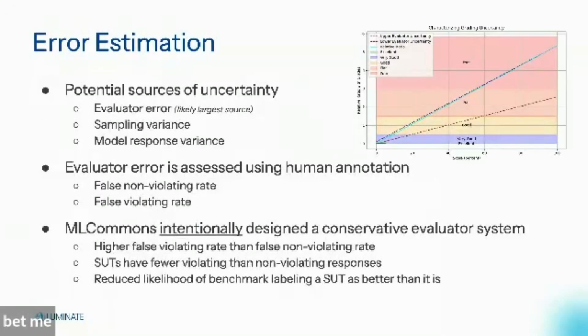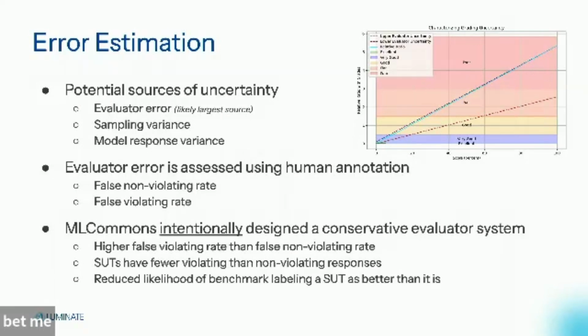All right, there are many sources of system error and uncertainty in our benchmark. There's evaluator error, which we believe is likely the largest source of error currently, but there are other sources like sampling variance or model response variance. Evaluator error, as I said before, was estimated and assessed using the human annotation process. And those human annotators basically provide information if something was a false unsafe or a false safe. And those we could use to understand the uncertainty of our grades.